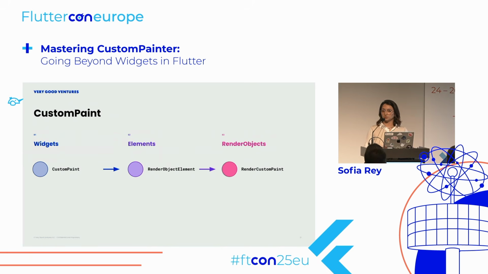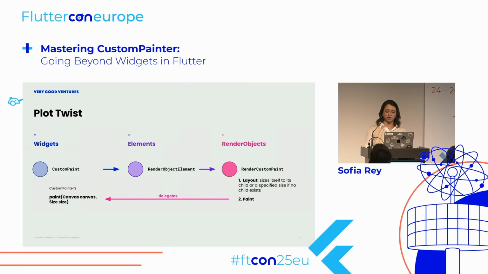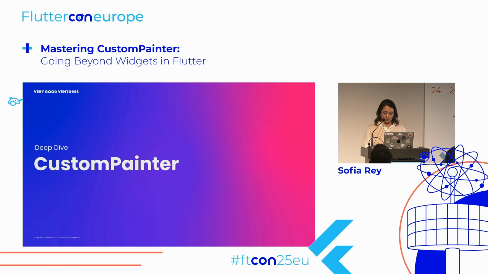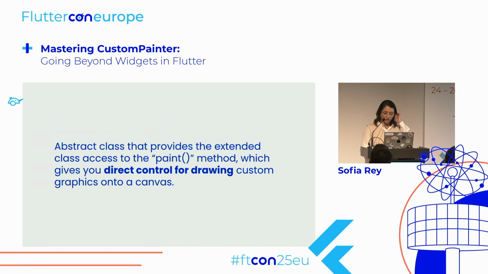This RenderCustomPaint will go through the layout phase, but when it comes to the painting, there's going to be a small plot twist, and instead of doing it there, it will delegate this task to the CustomPaint in the widget tree. So it's like Flutter gives us access to write painting logic almost inside of the render objects tree. That's why CustomPainter is so powerful. So now that we get it, we can talk about what it is, right? It's an abstract class that provides the extended class access to the paint method.